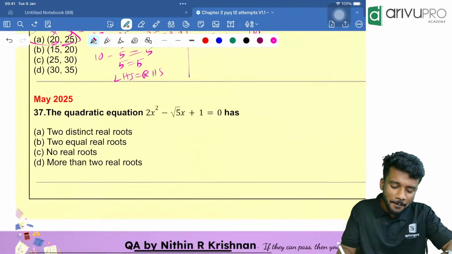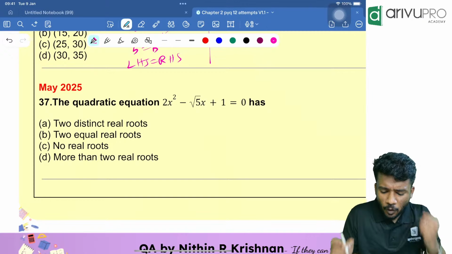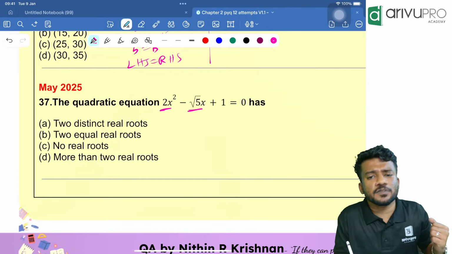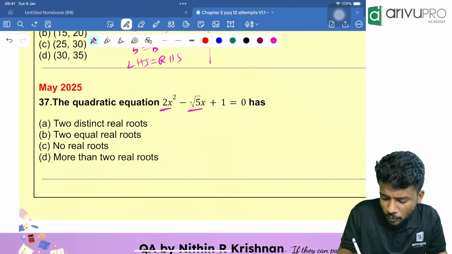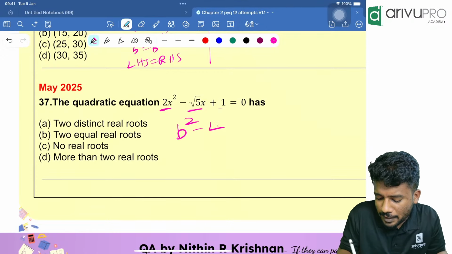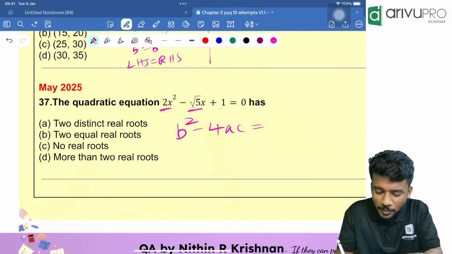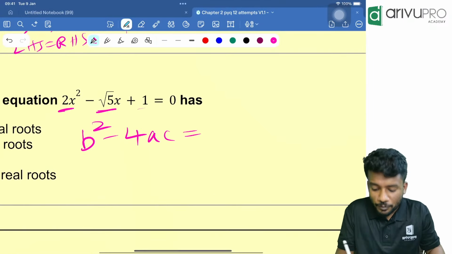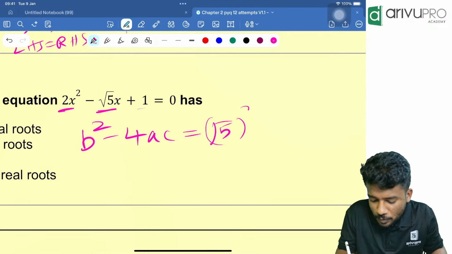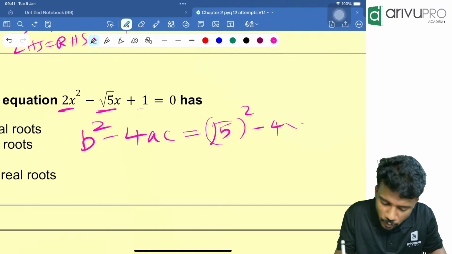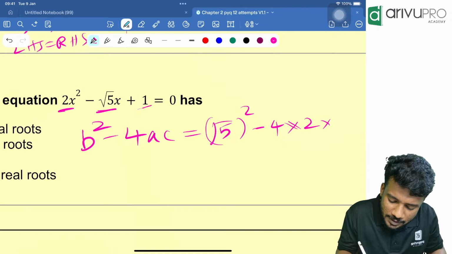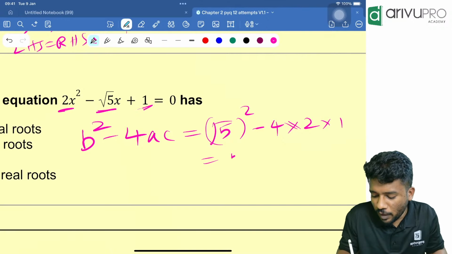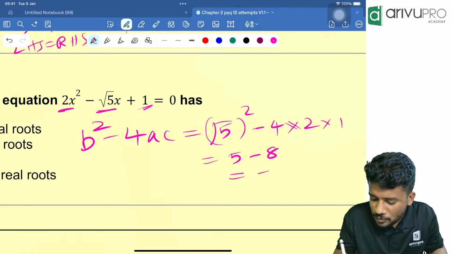Direct question. May 2025 people. The quadratic equation 2x square minus root 5x plus 1 is equal to 0 has what? So we will first find b square minus 4ac is equal to how much? Instead of b, you will put root 5. Root 5 the whole square minus 4 into a is how much? 2 into constant term is how much? 1, which is 5 minus 8. So which is minus 3.